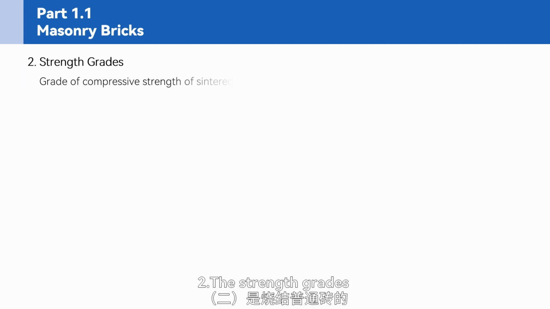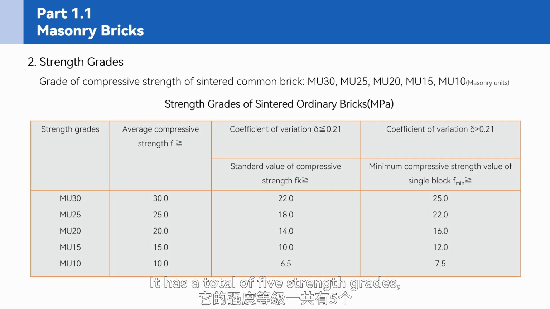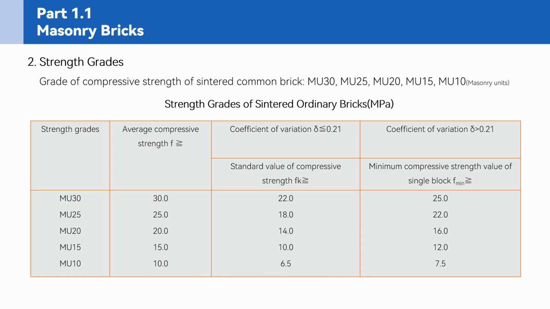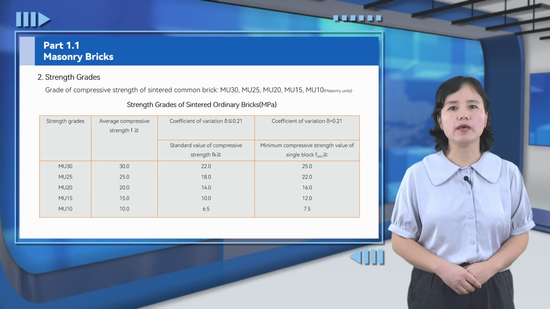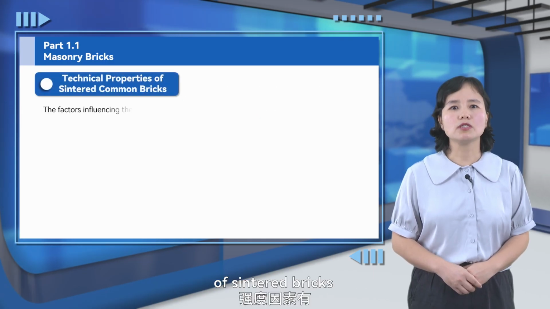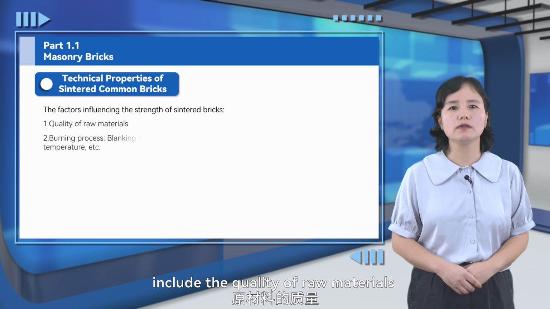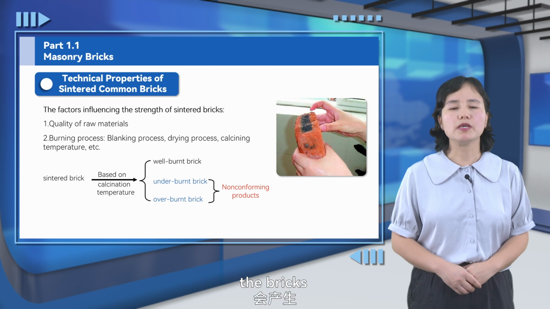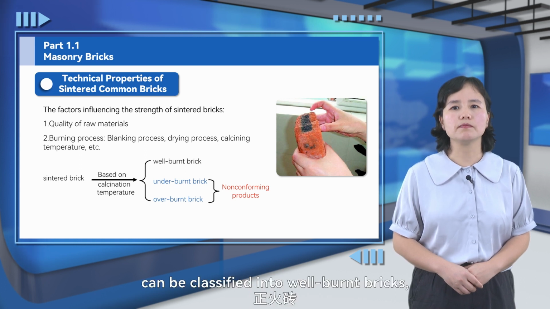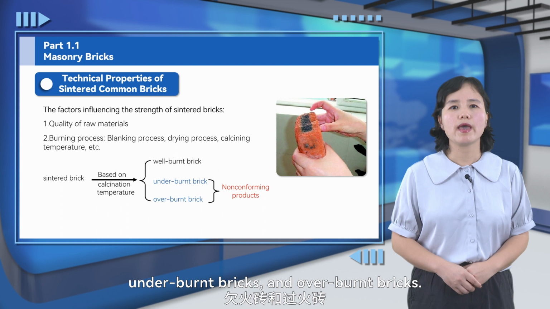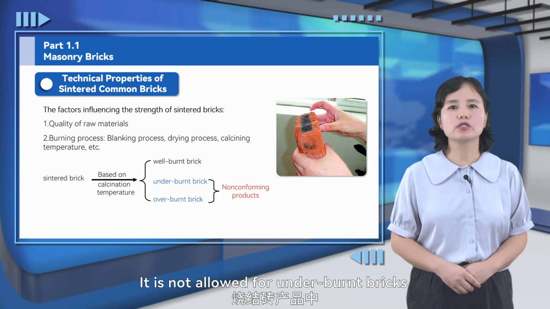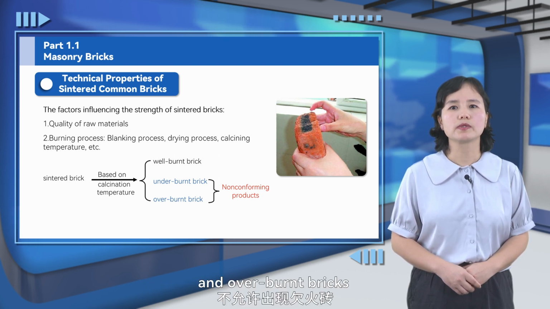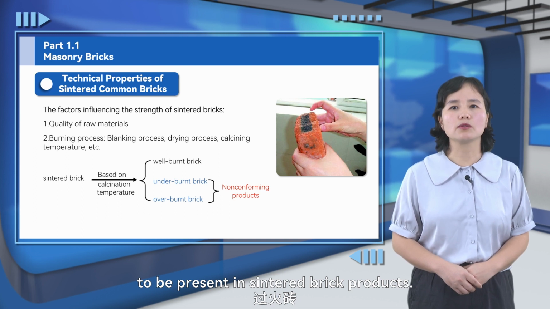2. The strength grades of sintered common bricks. It has a total of 5 strength grades, which are MU30, MU25, MU20, MU15, and MU10. The factors influencing the strength of sintered bricks include the quality of raw materials and the burning process. During the burning process, the bricks can be classified into well-burnt bricks, underburnt bricks, and overburnt bricks. It is not allowed for underburnt bricks and overburnt bricks to be present in sintered brick products.